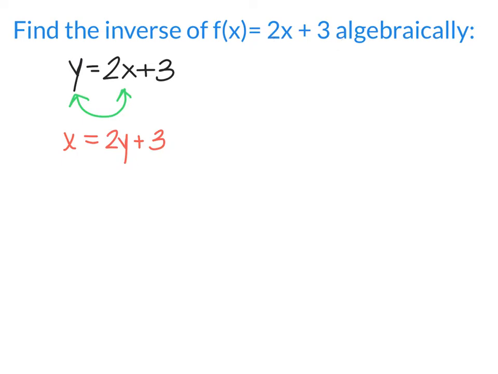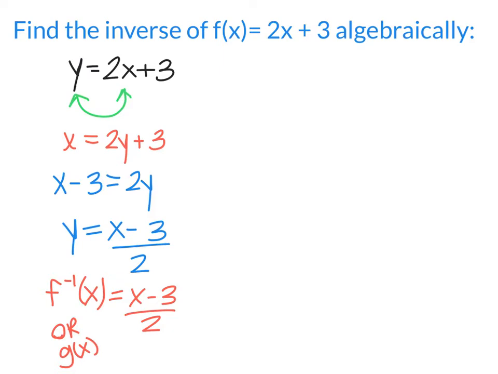So the first step here is to actually flip your x and your y, because remember, the x and y values for the inverse flip, right, domain and range flip. So that means x and y flip. So that becomes x equals 2y plus 3. So now I'm going to solve in terms of y.